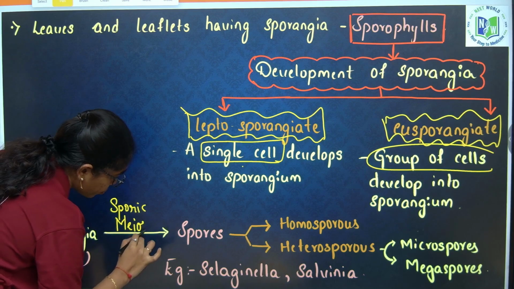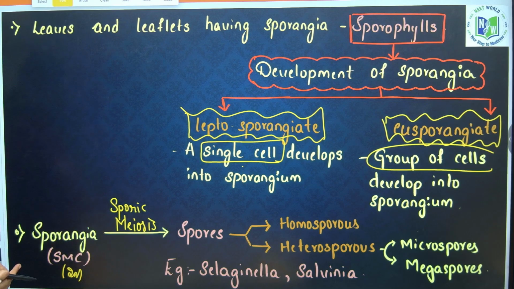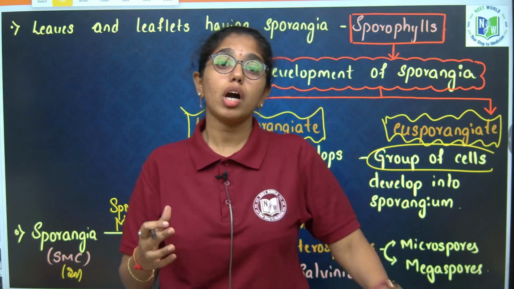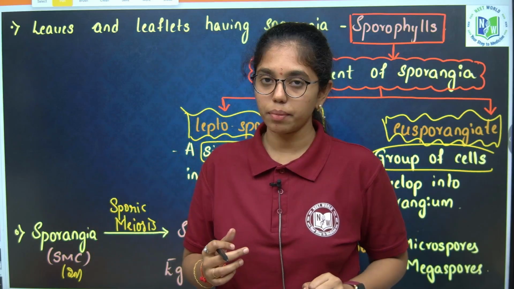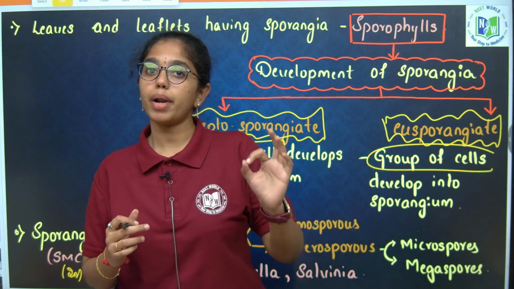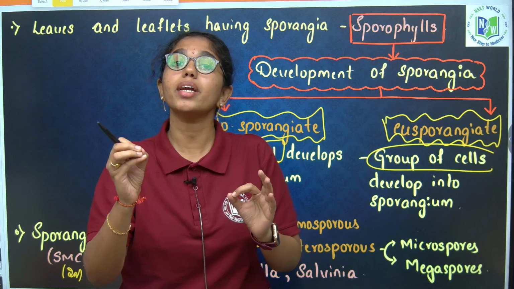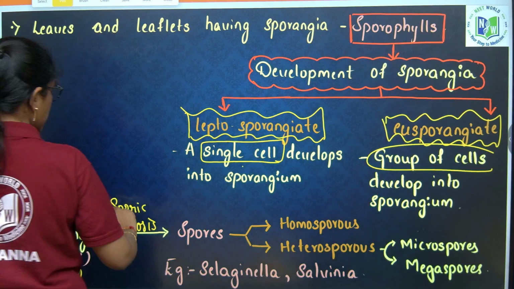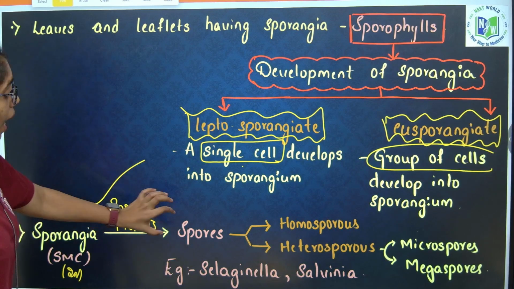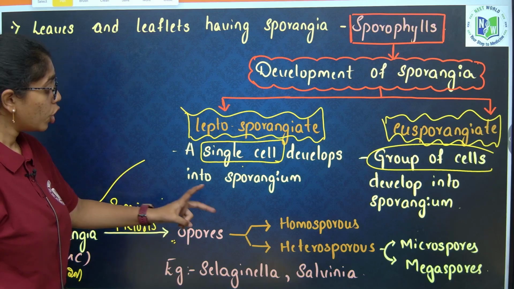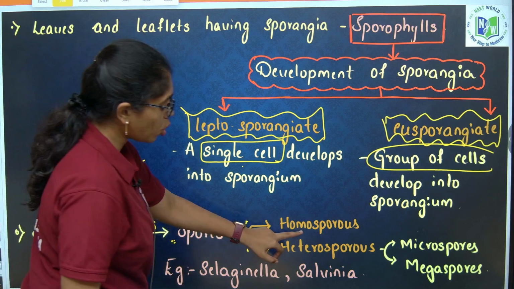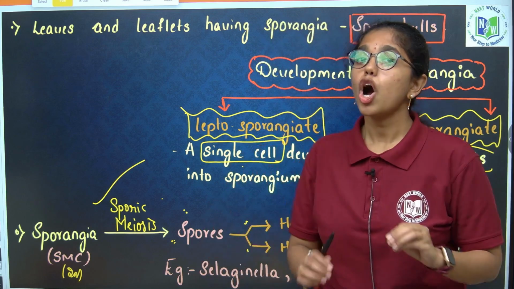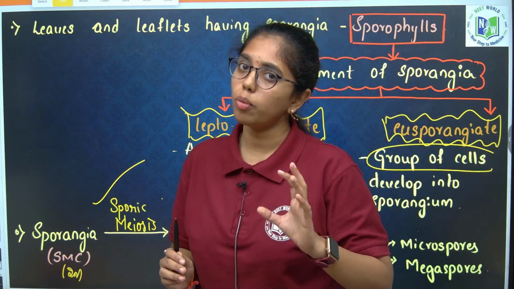They undergo again what? Sporic meiosis. If you look into the trend of evolution, there is no embryo in algae, right? Why? Because in algae, zygotic meiosis takes place. Embryo first appeared in bryophytes because in bryophytes, sporic meiosis takes place. Here in the pteridophytes also, what type of meiosis is occurring? Sporic meiosis. And here for the first time in pteridophytes, you will see two types of spore conditions: homosporous and heterosporous. In bryophytes, all spores are alike, which you call the homosporous condition.